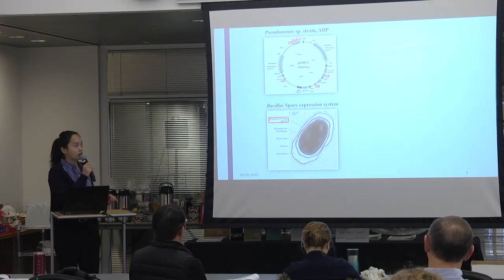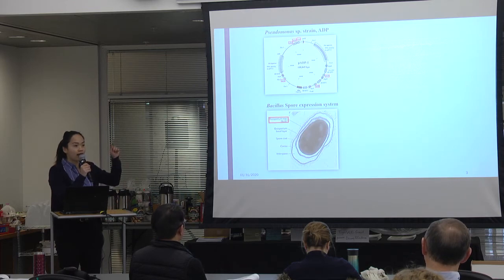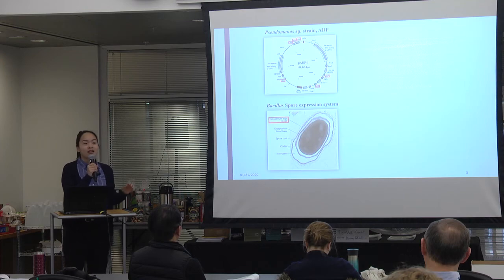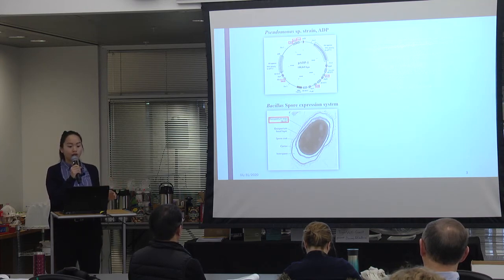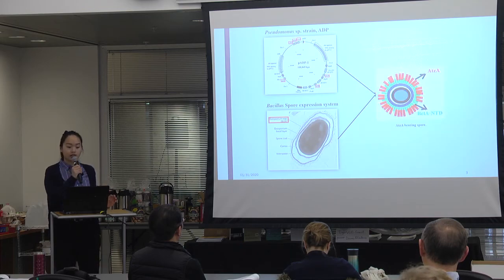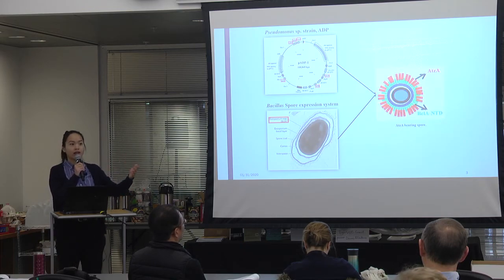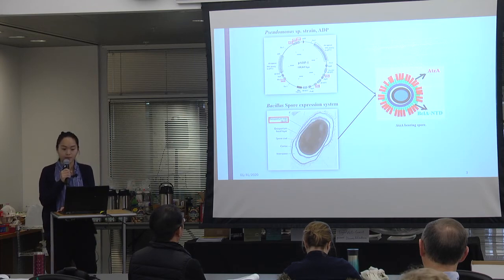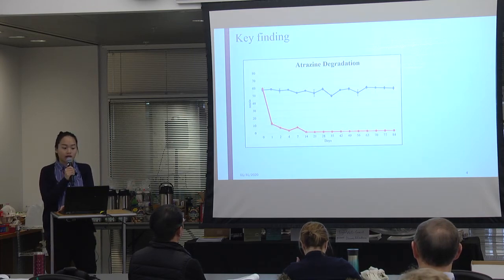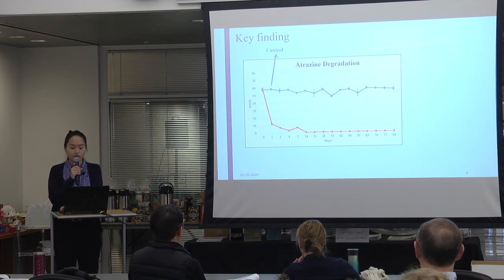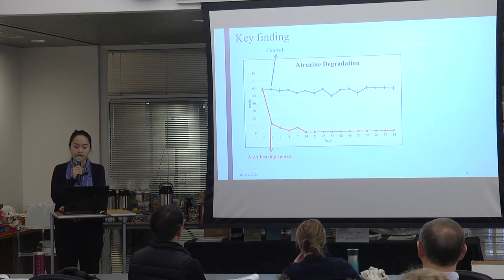As you can see the spores here, there are some hairpin-like proteins on the surface. It's really tiny, but we can express all the enzymes on the surface. As you can see in the cartoon here, this is how it should look, but we cannot see it with our eyes. So the key finding is, here is the control, and here is our AtzA-bearing spores.